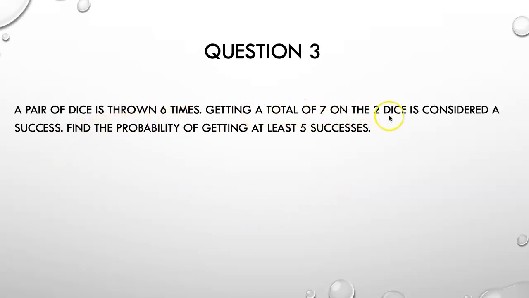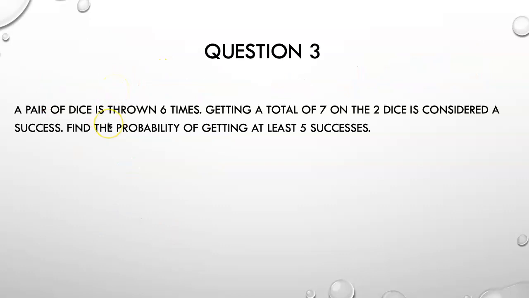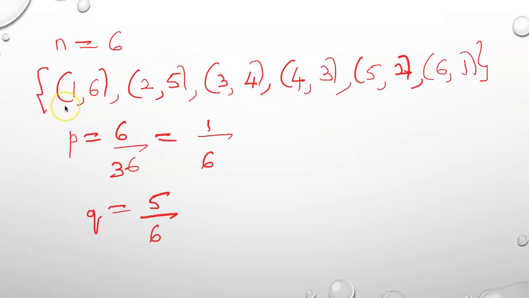Getting a total of 7 on the 2 dice is considered a success. Find the probability of getting at least 5 successes. So n equal to 6, because it is thrown 6 times. So getting a total of 7. These are the possibilities of getting a total of 7: 1, 6; 2, 5; 3, 4; 4, 3; 5, 2; 6, 1. So p is 6 by 36, which is 1 by 6, and q is 5 by 6.